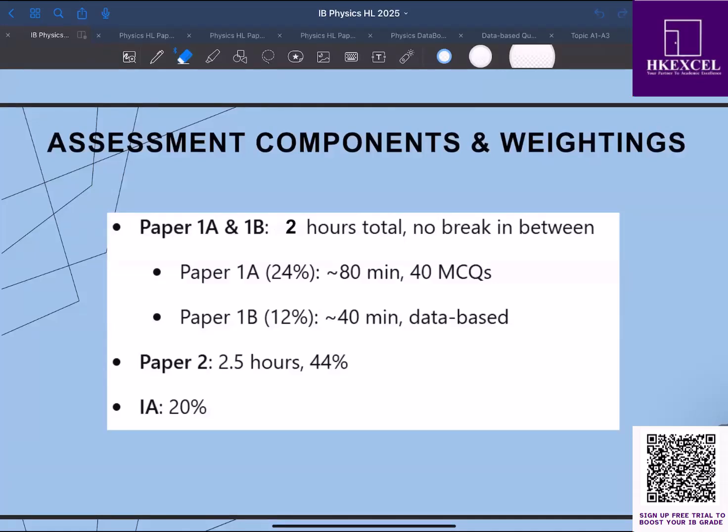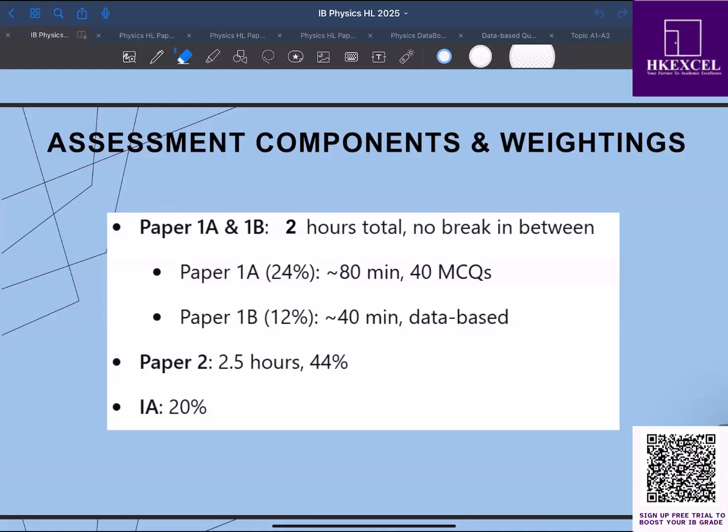Paper 2, on the other hand, is very similar to the older paper 2. You'll be given 2.5 hours for this paper, and that is going to contribute 44% of your final grade. And of course, you have the internal assessment, and that will be 20% of your final grade.